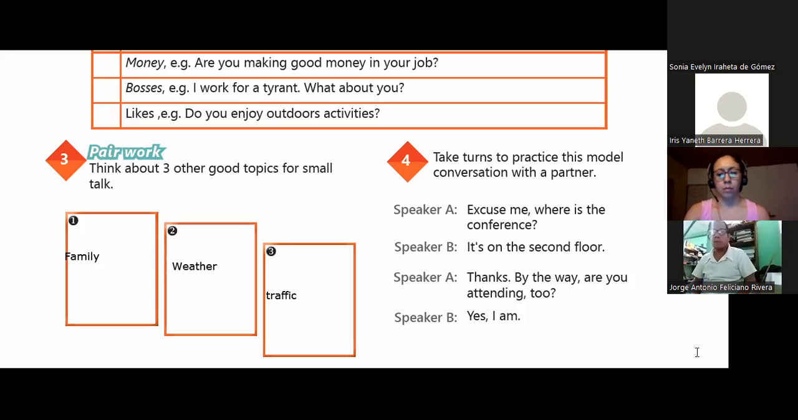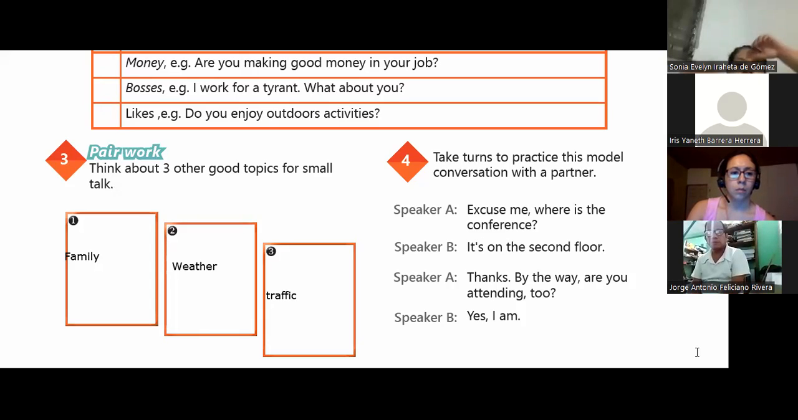Excuse me, where is the conference? It's on the second floor. Thanks, by the way. Are you attending too? Yes, I am. Esta conversación bien hubiera terminado hasta the second floor, ¿verdad? Y decir thanks, right? But we want to be kind. We want to establish relationships, right? And also, this is a kind of small talk.